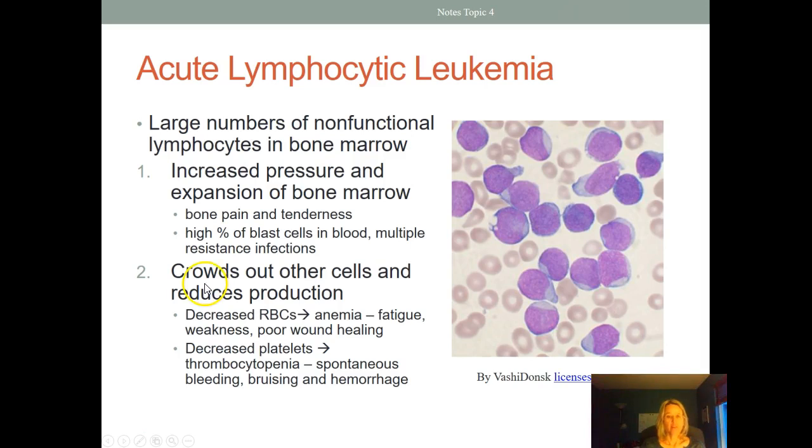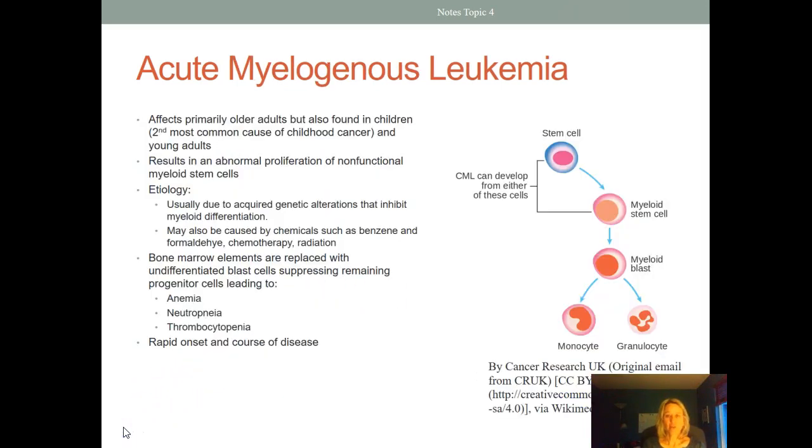Additionally, the expansion of the bone marrow by all these leukemic cells crowds out the other cells and reduces their production. So this can result in decreases in red blood cells, which would lead to anemia, and then signs associated with anemia such as fatigue, weakness, and poor wound healing. We're also going to see a decreased number of platelets, or thrombocytopenia, and this can lead to bleeding, bruising, and even hemorrhage.